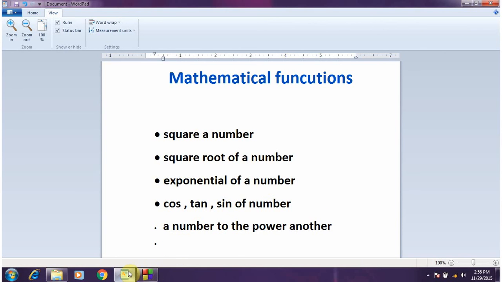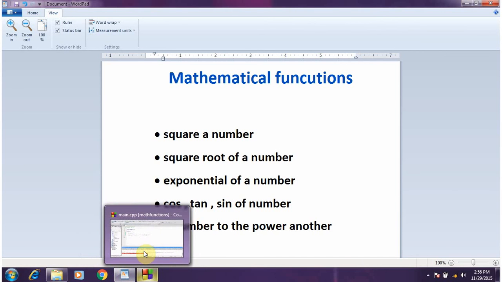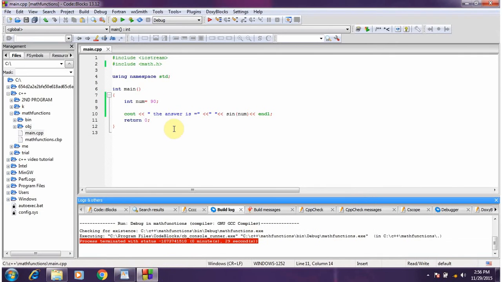So that's it for my math functions in C++. I hope you guys enjoyed this part. So to end up, in the next video, about my functions.